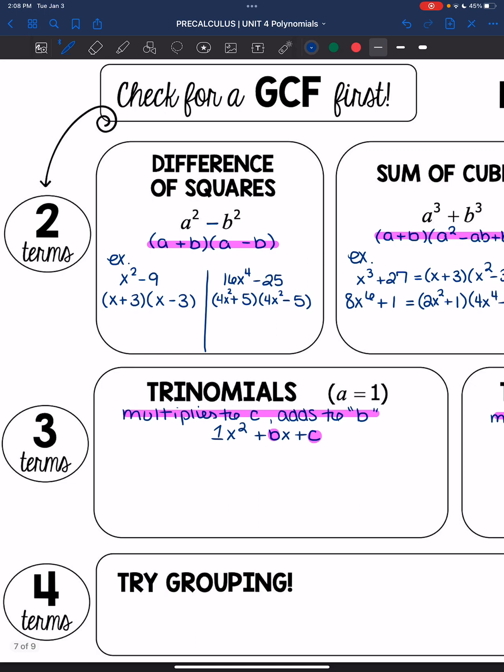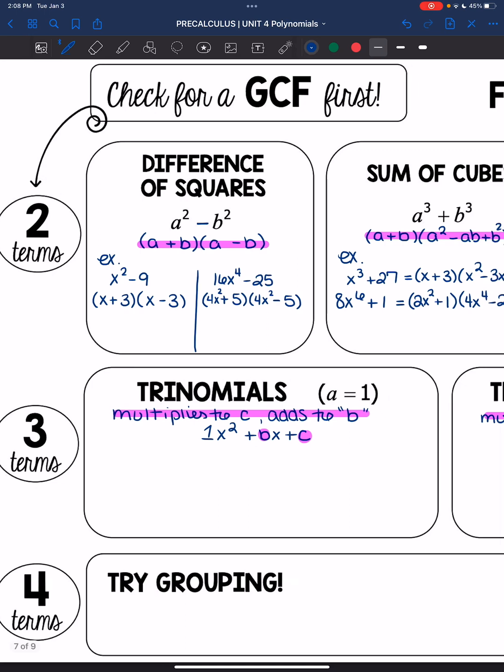But let's look here at this first one. We're just going to do one little example. Let's look at the trinomial x squared minus 6x plus 5. So what I like to do is use our cross and say, all right, what multiplies to c, multiplies goes on top, my c value is 5, and adds to b, which is a negative 6. So what's going to multiply to give me 5 but add to give me a negative 6? That's going to be a negative 1 and a negative 5.